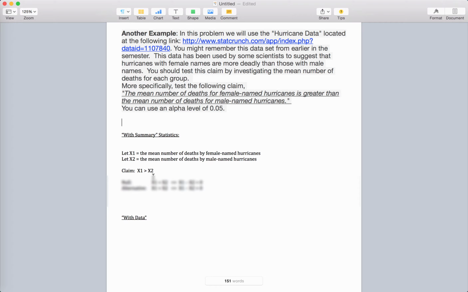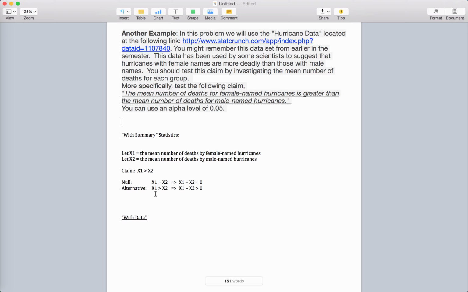Our null and alternative hypothesis, we see here, the null is always going to be that they're equal to each other, and the alternative is that one of them is greater than, less than, or not equal to. And since the claim is that the female named hurricanes is greater than, that's what's going to be the alternative, right? Since the claim itself is including an inequality sign, we're going to have to put the claim in the alternative.